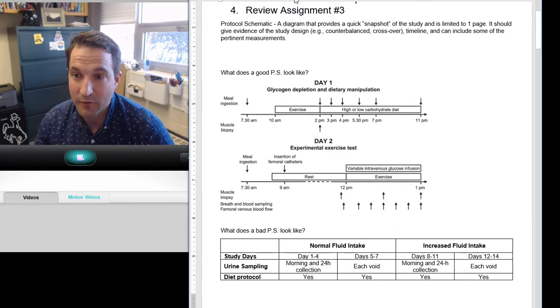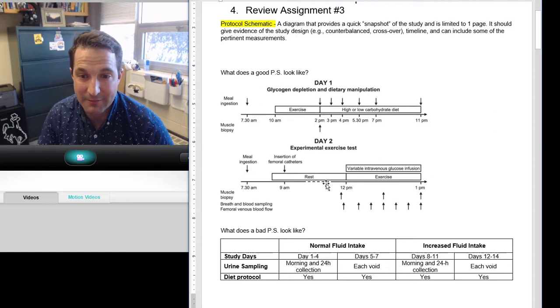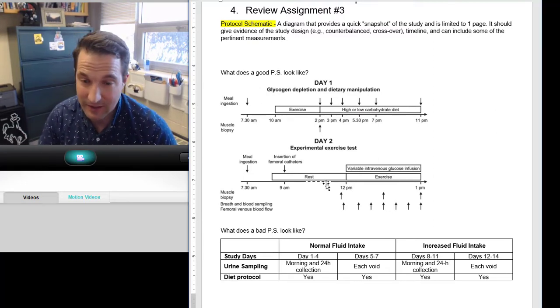Protocol schematic number 1. If we want to define what a protocol schematic is, all we're going to say is that it's just a diagram, and it's going to give us a quick little snapshot of what the study is. Normally it's going to be less than 1 page. You do not want to see this being a very long and drawn out schematic. Typically, for some of my studies, I might have multiple.